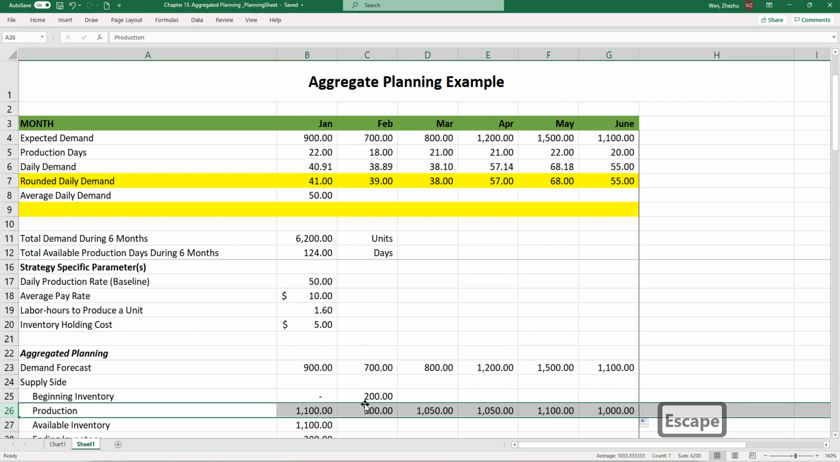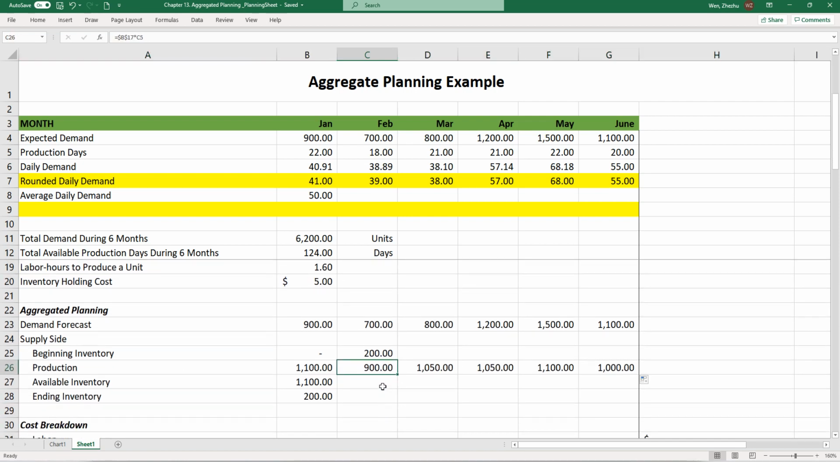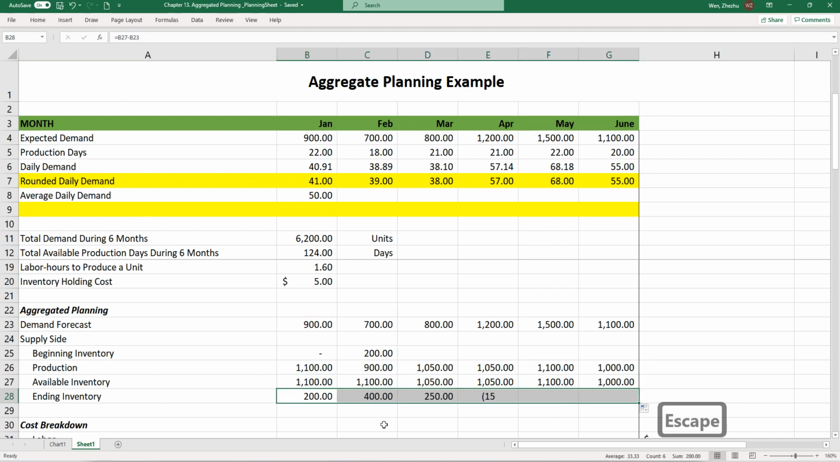Right, that's a production. Okay, and our available inventory will follow the same formula, basically the combination of those two. So I guess I can just use those. I can fill those with the same contents. With ending inventory, again, it's going to be the same formula, right? Available minus demand. I'm just going to do that.